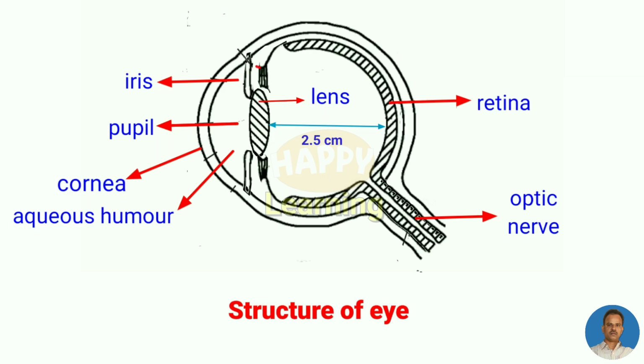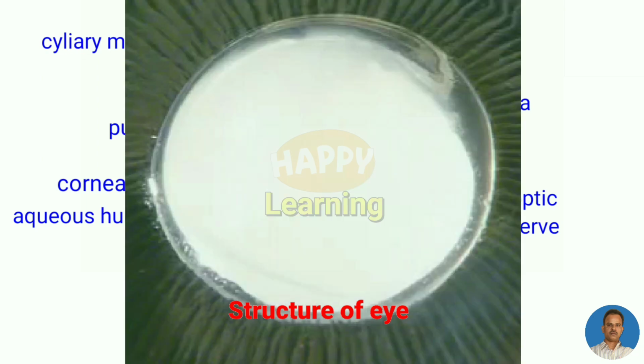The lens is surrounded by ciliary muscles which help the eye lens to change its focal length by changing the radii of curvature of the eye lens. When the eye is focused on a distant object, the ciliary muscles are relaxed so that the focal length of the eye lens has its maximum value.